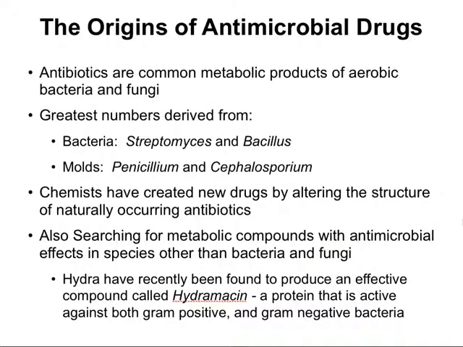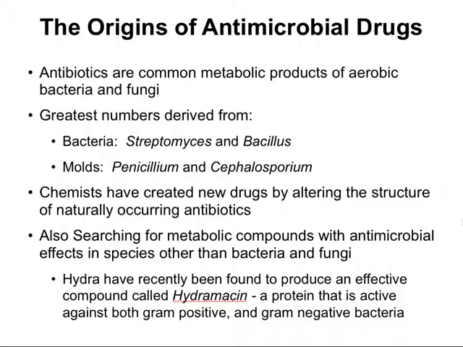Now, most antimicrobial drugs that we have in our arsenal today have been provided by nature or modeled after those that are provided by nature. Most antibiotics are common metabolic products of aerobic bacteria and fungi, and the greatest numbers of them have been derived from a couple of species of bacteria and a couple of molds. Specifically for bacteria, it's been the Streptomyces genus and the Bacillus genus, and for molds, Penicillium and Cephalosporium. Chemists have created new drugs by altering the structure of these naturally occurring antibiotics.